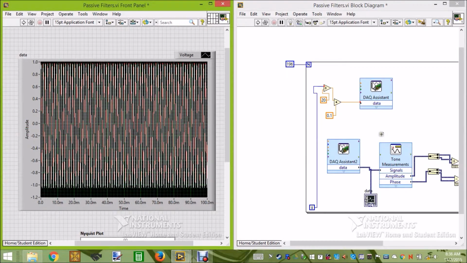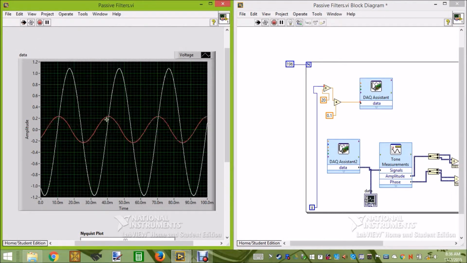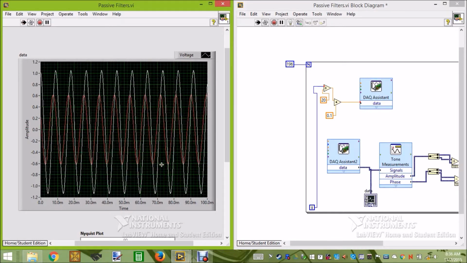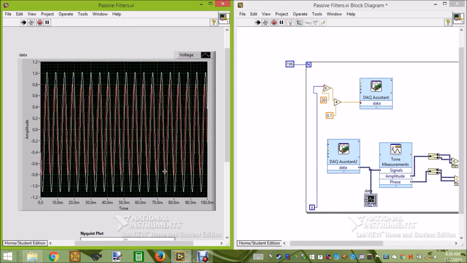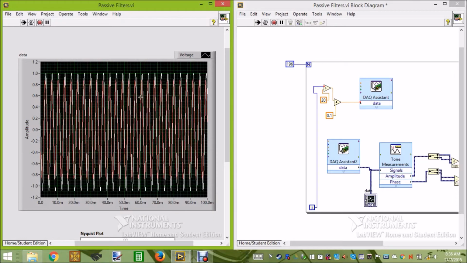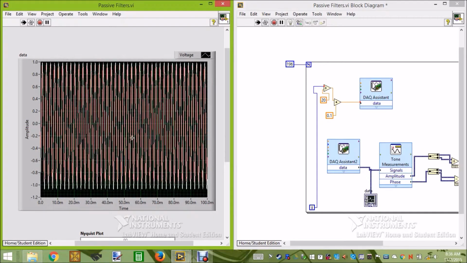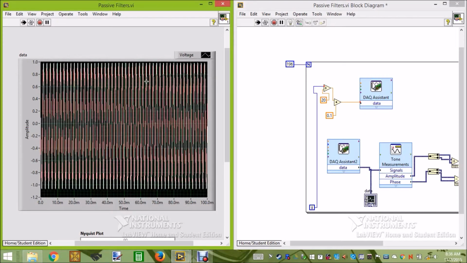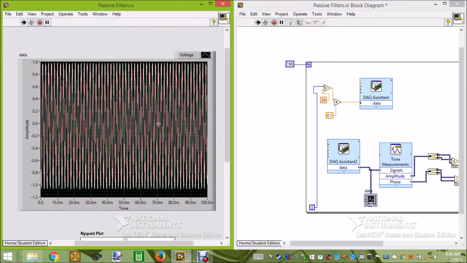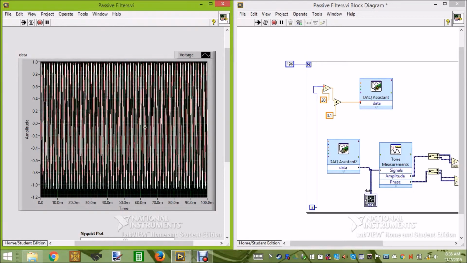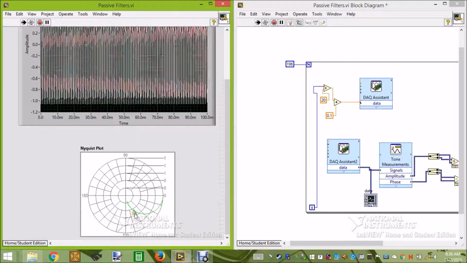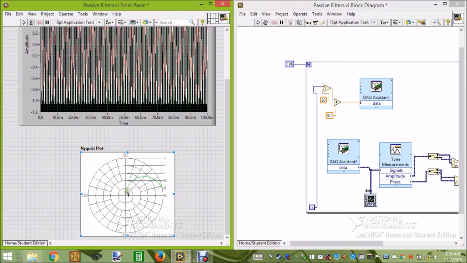Alright, here again is our VI. The block diagram is here. Start it running. As you can see, we're under the high-pass filter, which means the red, which is our V out in between the resistor and the capacitor in our circuit, is constantly getting larger as the frequency of the input gets larger. The Nyquist plot is generated here, which is an upward facing half circle.